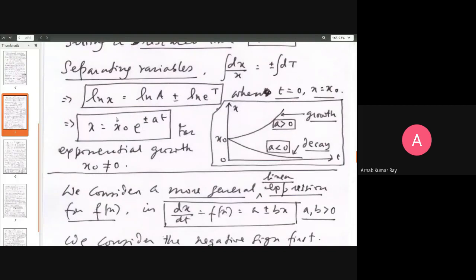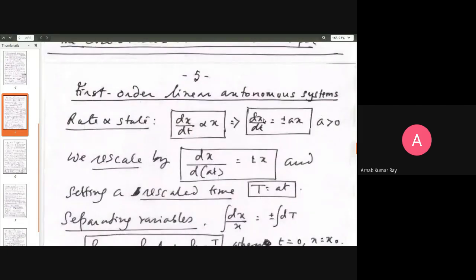If you just look at this equation, x is equal to x naught e raised to plus minus at, right? Suppose I write x naught is equal to 0, then x will be equal to 0 into e raised to plus minus at. Thereafter, whatever the value of time, whatever value e raised to plus minus at may have at whatever time, if x naught is equal to 0, x will remain 0 for all time to come.